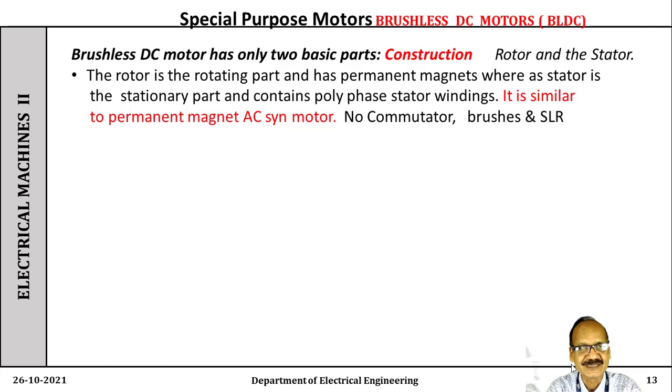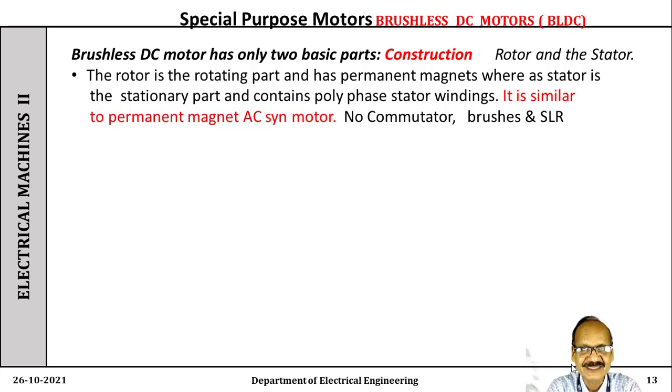We have already learned the conventional, that is brushed DC motor, which has a stator and a rotor. On the stator, it has salient poles on which the field winding is wound, and in the rotor, the armature winding is placed, in which the commutator and brush arrangement is there. This is about the conventional DC motor. The principle of operation of the conventional motor and the brushless motor is the same.